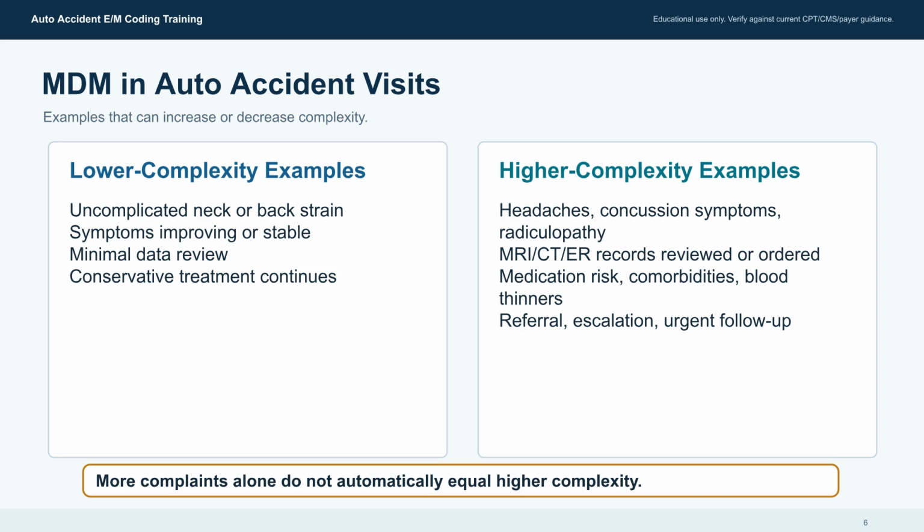The data element may include reviewing X-rays, MRI reports, CT scans, emergency room records, prior treatment notes, or specialist records. The risk element may include prescription medication management, ordering advanced imaging, referring to a specialist, considering injections, work restrictions, or sending the patient for urgent or emergency evaluation. The more complex the problems, data, and risk, the more likely a higher E&M level may be supported.